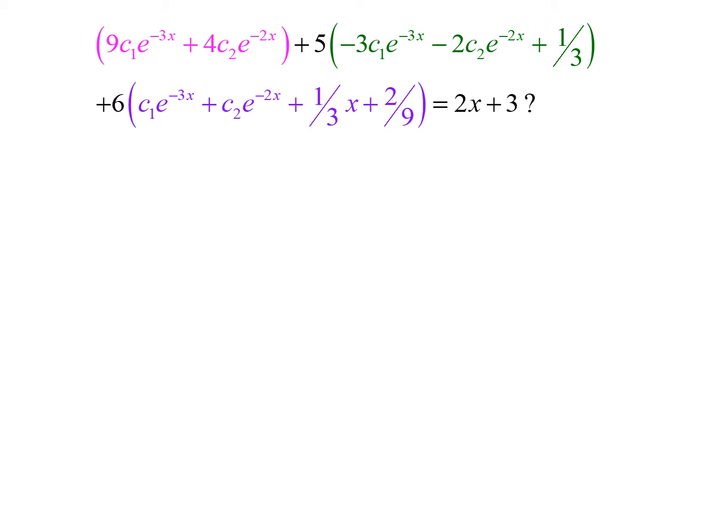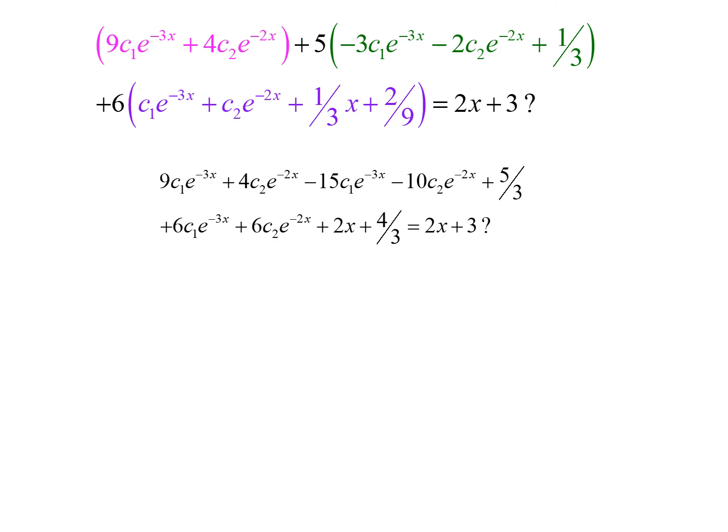Now we're going to simplify. So we're going to distribute throughout our parentheses. We'll get 9c1 e to the negative 3x plus 4c2 e to the negative 2x minus 15c1 e to the negative 3x minus 10c2 e to the negative 2x minus 5/3 plus 6c1 e to the negative 3x plus 6c2 e to the negative 2x plus 2x plus 4/3. So we distributed the 5 and the 6 throughout their parentheses respectively. Now we're going to combine our like terms.